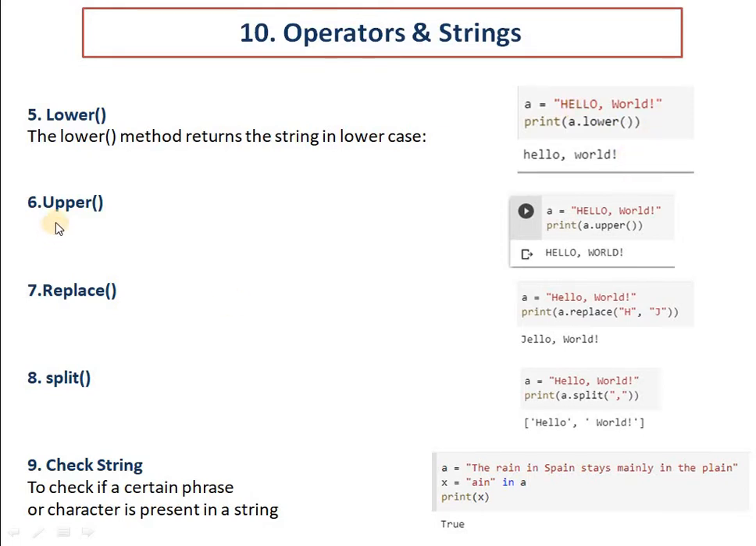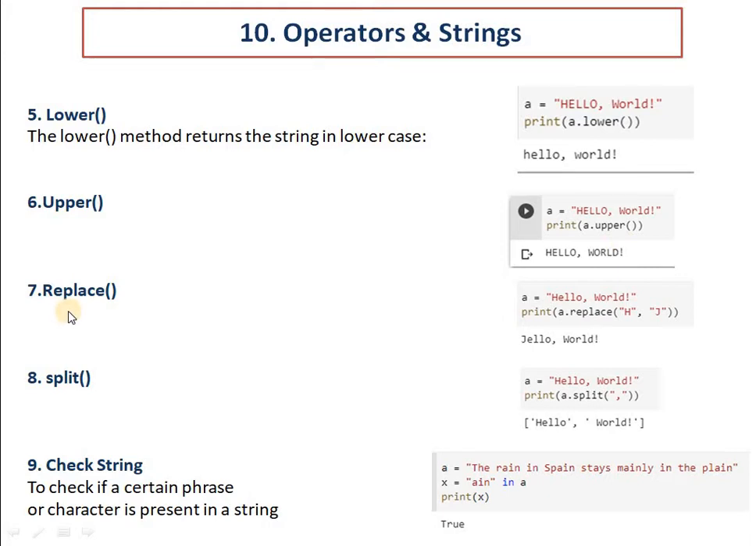Just the opposite, another function called upper. Here it's all in capital letters. For example, if it was in small letters, here a is equal to small letter hello world, and I am calling a dot upper, it will convert all the lowercase letters to uppercase letters.